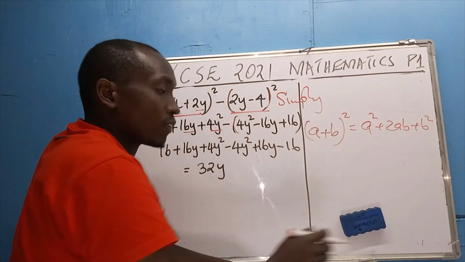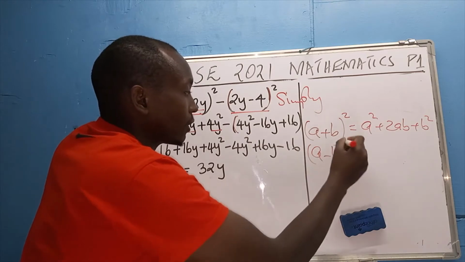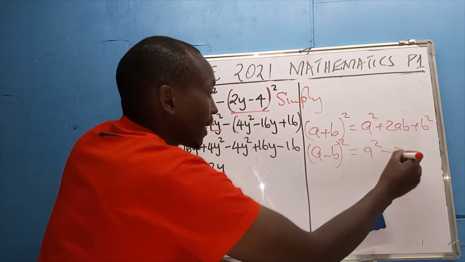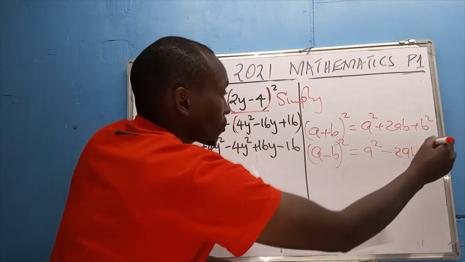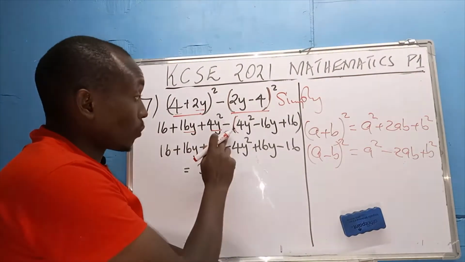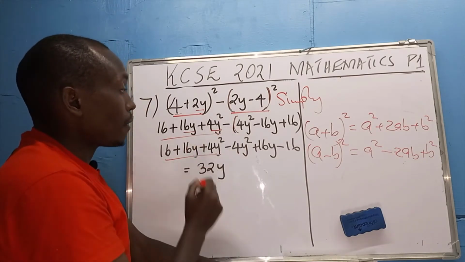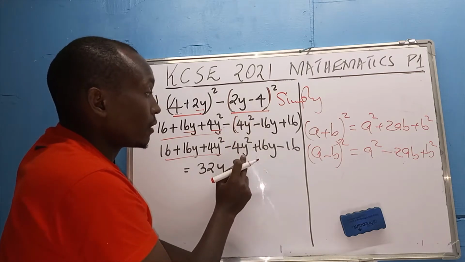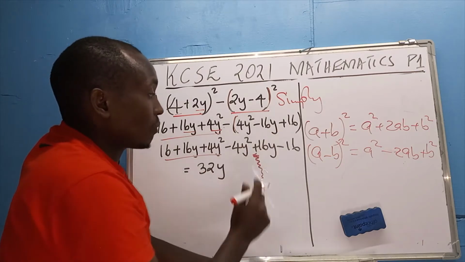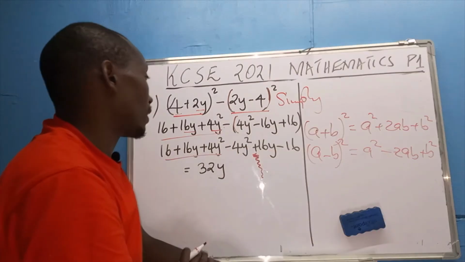I think in one of my videos I have shown you how to do this. If it is like this one with subtraction, then it will be a squared minus 2ab, then plus b squared. That is it. So with that, now we can open the brackets. So this one will remain as it was here. Then minus 4y squared, negative times negative, I get a positive here, then positive 16y, then minus 16, because of this negative, positive, I get negative there.